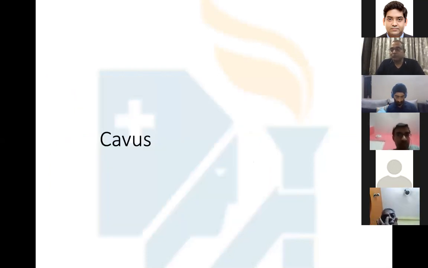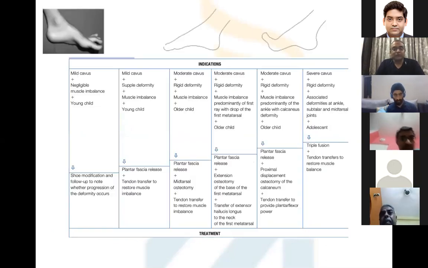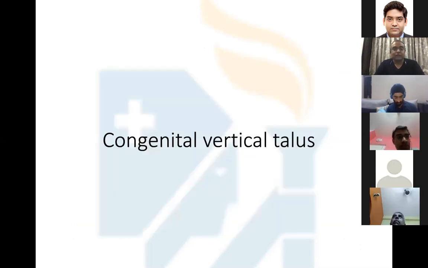Now let's go to the next common deformity, that is the cavus deformity. Now this cavus deformity, if it is mild and there is not much muscle imbalance, is again a spotter. You have to differentiate it from a forefoot equinus. And usually this can be managed with shoe modifications. And again, when the deformities are very tight and in older children, you have to go for triple fusions. Otherwise, you have to know the exact diagnosis, and accordingly we can go for muscle releases or transfers.